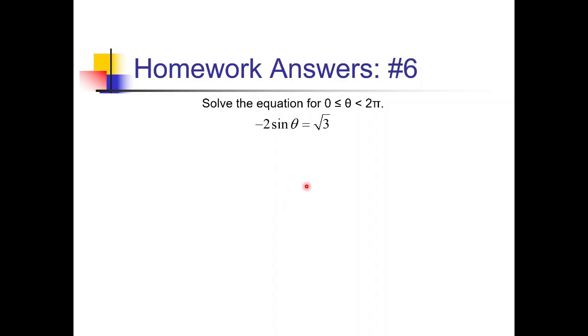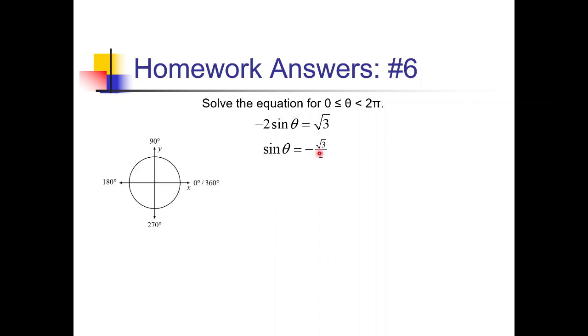For this problem, we're trying to solve this trigonometric equation for all the angles from 0 to 2 pi. So we're going to start by isolating our trig function. I can do that by just dividing by -2. So we have sine of theta equals negative radical 3 over 2. Next up, I'm going to go ahead and graph this on the unit circle.